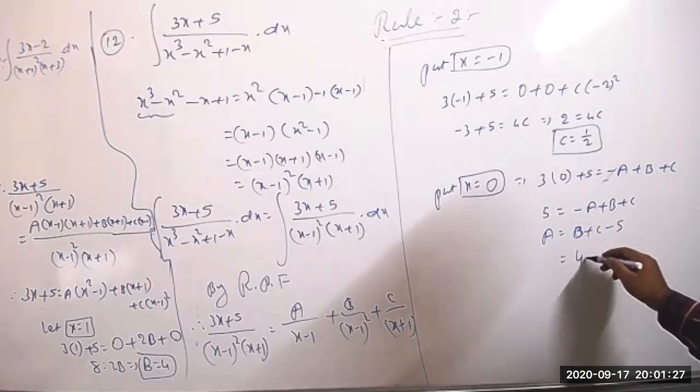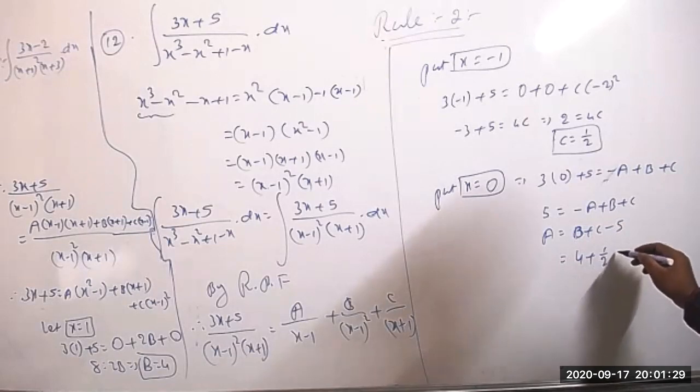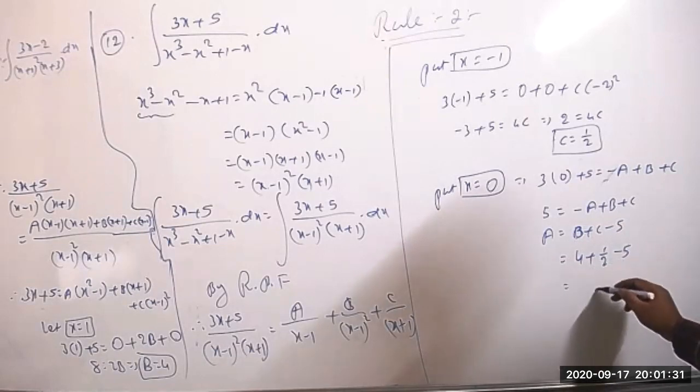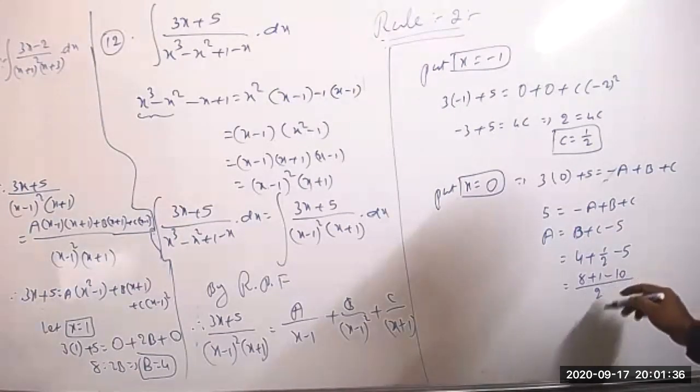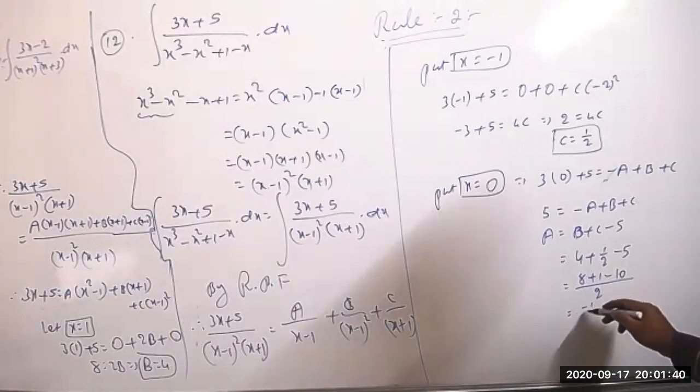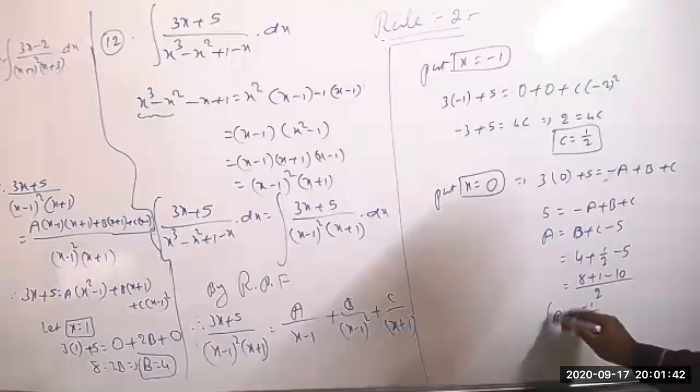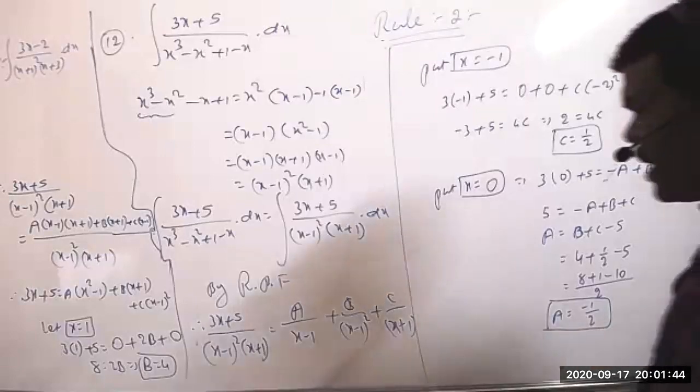So b equal to 4, c equal to 1 by 2, and minus 5. Now take LCM 2. 2 4s are 8 plus 1 minus 10. Clearly this is 9 minus 10, which equals minus 1 by 2. The value of a equal to minus 1 by 2.